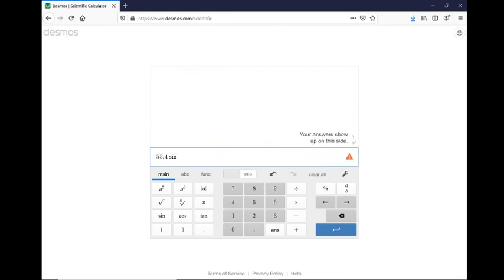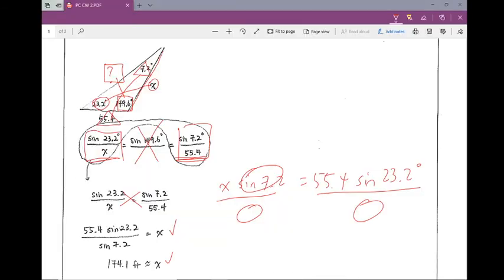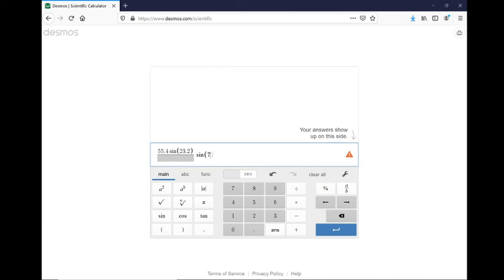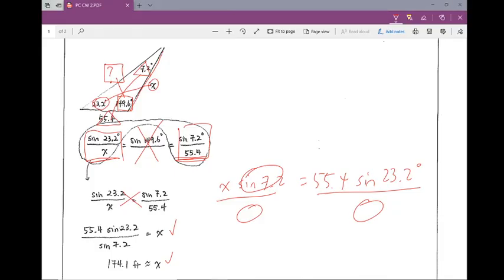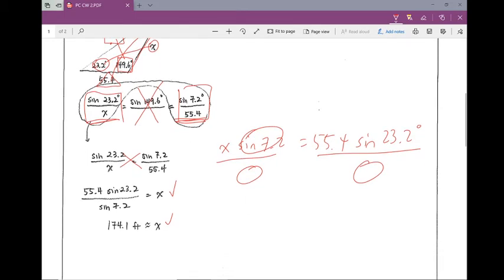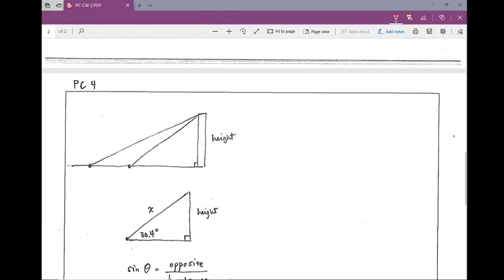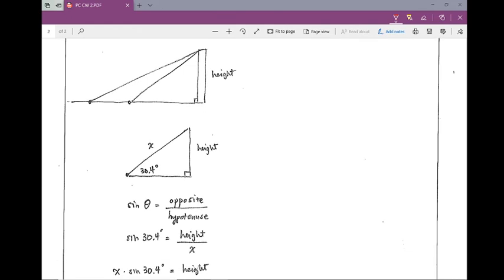So going back to our equation, we get 55.4 times sine. You can either type that out or click on the sine button. 23.2 degrees all over sine of 7.2. All right, and we get 174.1, which we have here. Now, you don't want to actually use 174.1 because you want to make sure that your answer is correct. So we're actually going to save that answer and not round it off.